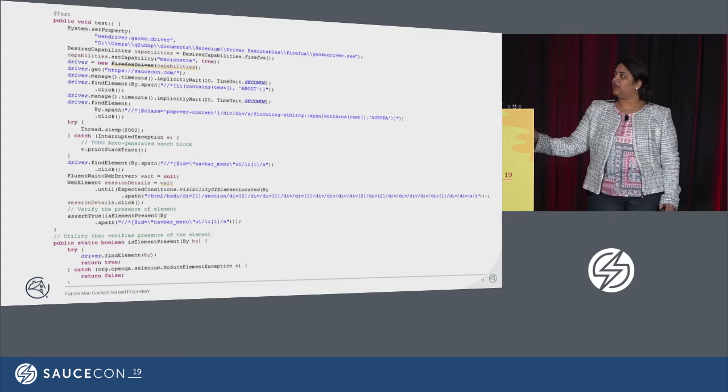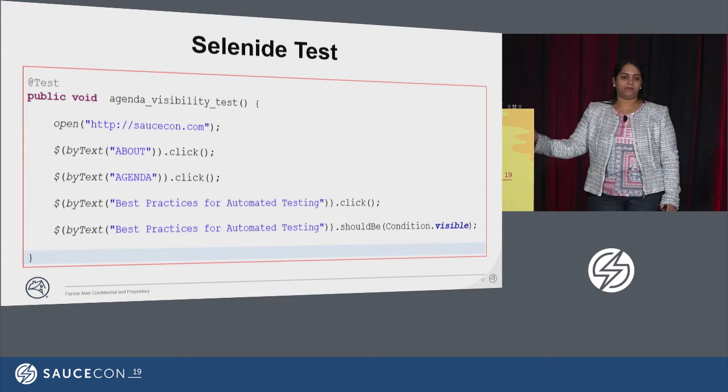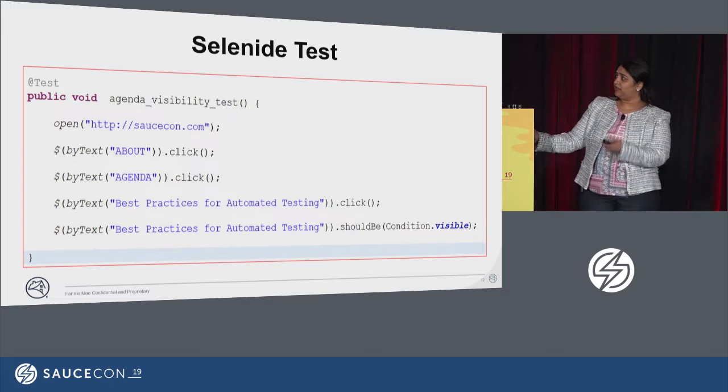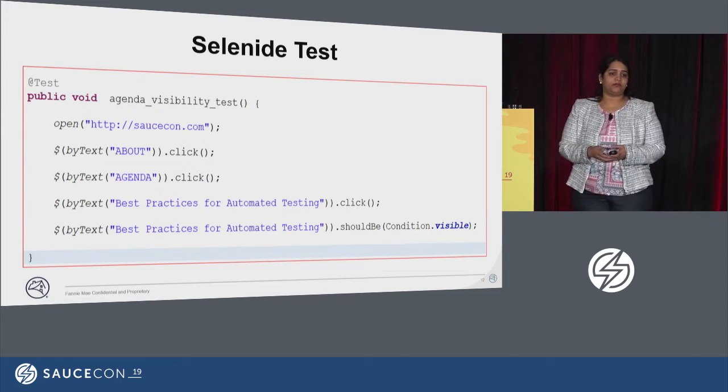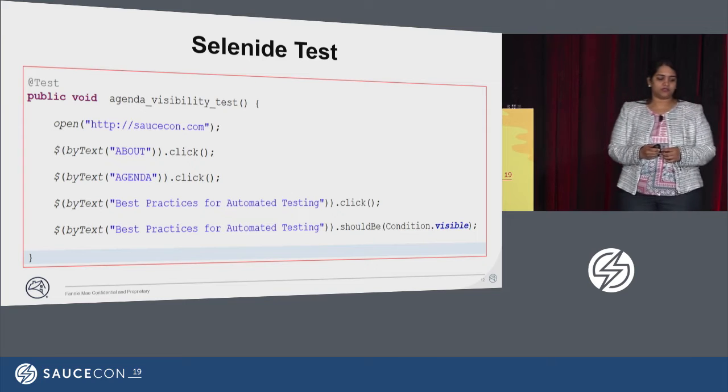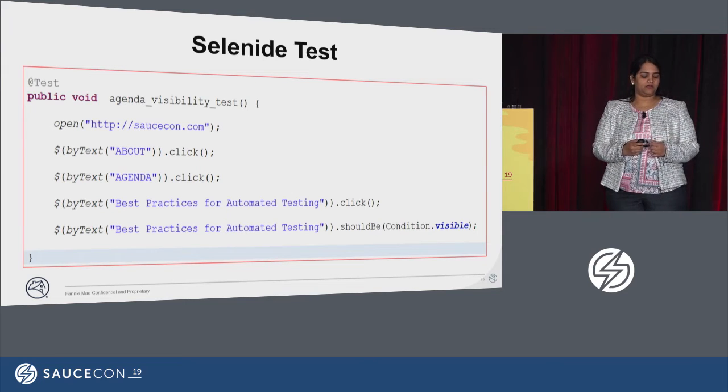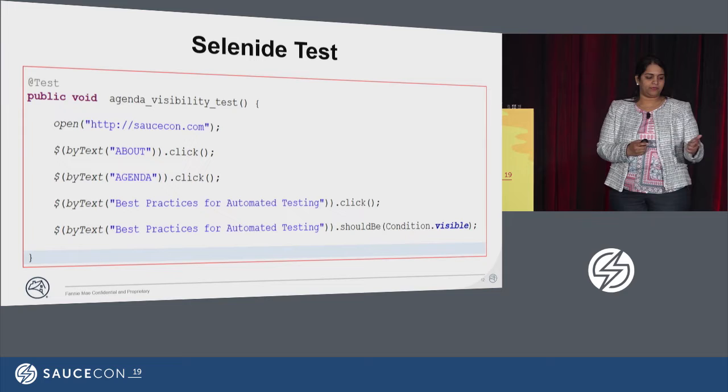So if you are using Selenide, this is how it's going to look. For me, this looks very clean, and it's easy to maintain and easy to read. It clearly states the agenda. I'm verifying the visibility of a particular text. I'm opening sourceCon, and I'm identifying an element with the about by text. And then at the very end I'm verifying that the condition should be visible. It's that clean.